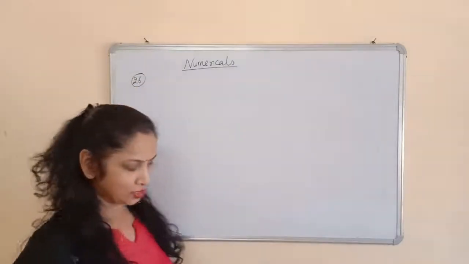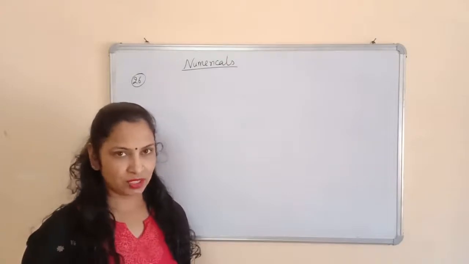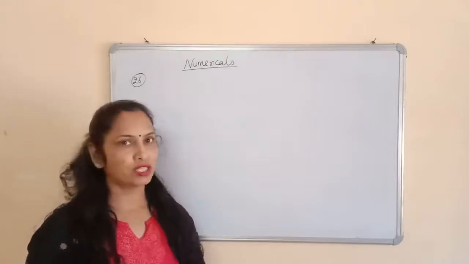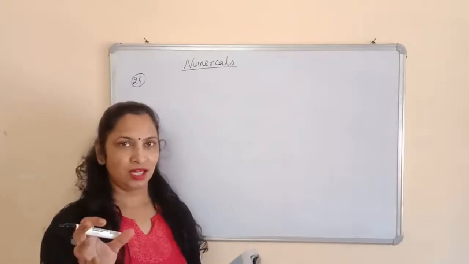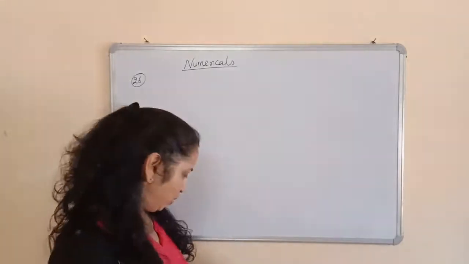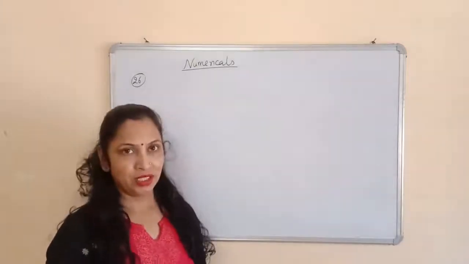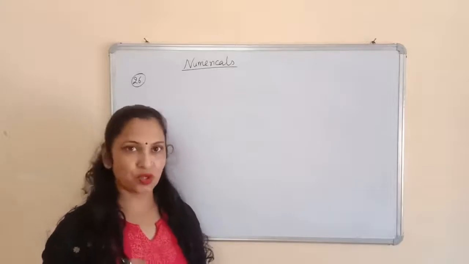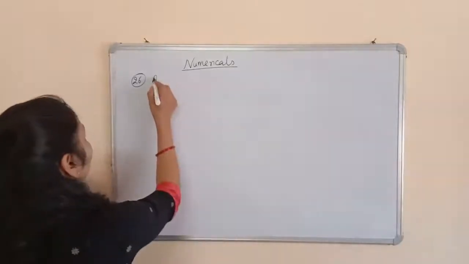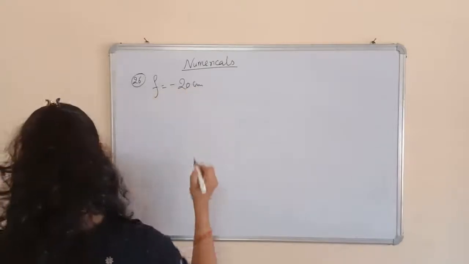Question number 26: how far should an object be placed from the pole of a converging mirror? First of all we should know what a converging mirror is. The mirror which converges the light rays is a concave mirror. For this concave mirror the focal length is given as 20 cm. I explained in the last lectures that the focal length of a concave mirror is always negative. So we can say f is equal to minus 20 cm.